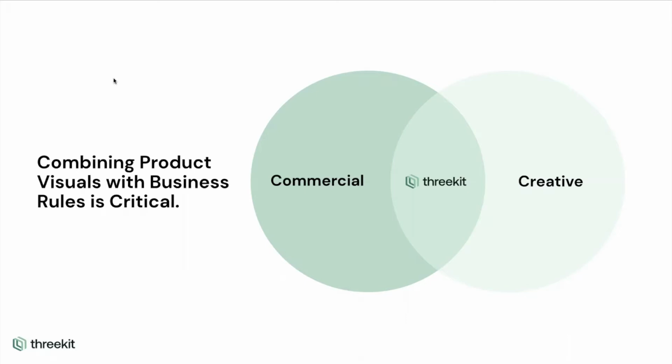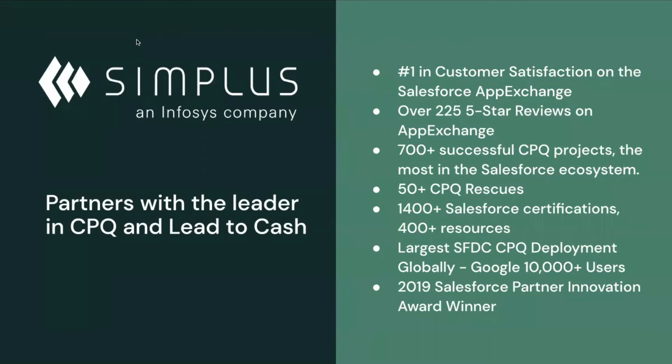So being able to click through those options allows me to make creative choices based off of a 3D visual that's also going to give me a price variance based off of the things I'm selecting. What's exciting about that is what sits underneath the Threekit 3D visualization tool is Salesforce CPQ, Configure Price Quote. Simplus, the company I work for, is a Salesforce partner.